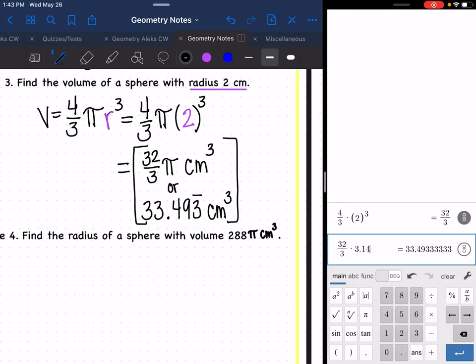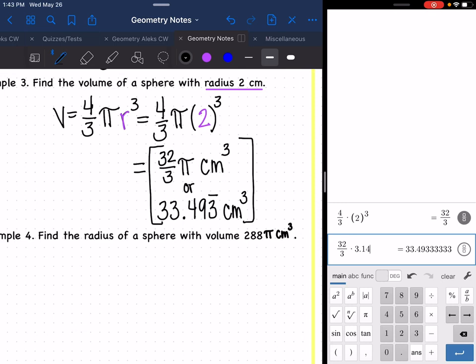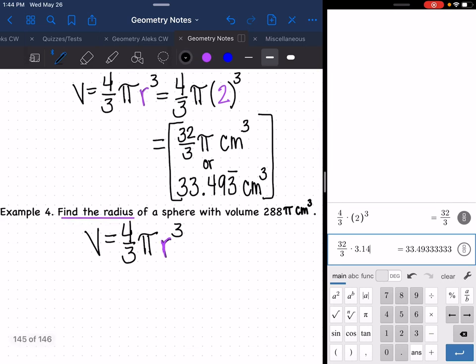All right, I'm going to slide that over for the last question. Find the radius of a sphere with volume 288 pi centimeters cubed. Always start with your formula in a problem like this. And they want us once again to find the radius, so I'm making that R purple. I'm going to put the 288 pi over here. And then I'm going to think about it as 4/3 times pi times my radius cubed.